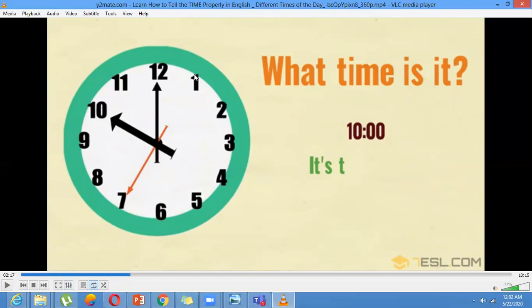9 o'clock, 5 past 9, 10 past 9, quarter past 9, 20 past 9, 25 past 9, half past 9, and after that we will go anti-clockwise, that is 25 to 10, 20 to 10, quarter to 10, 10 to 10, 5 to 10, and 10 o'clock.